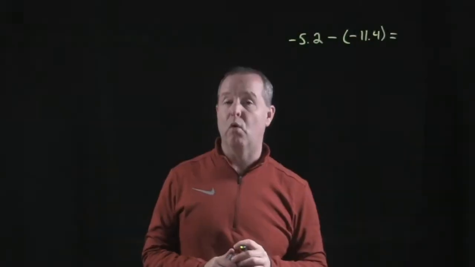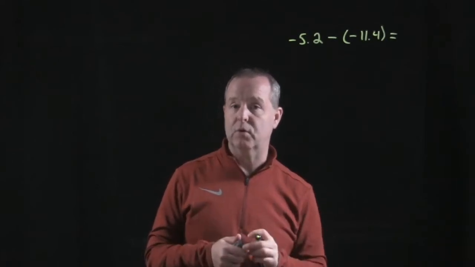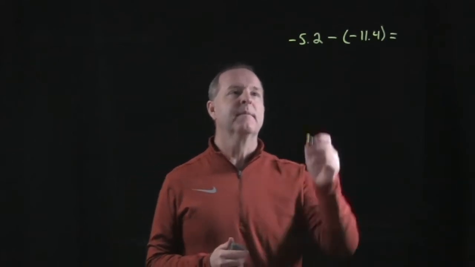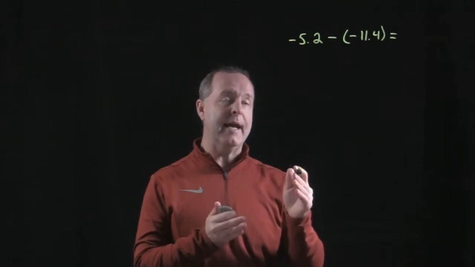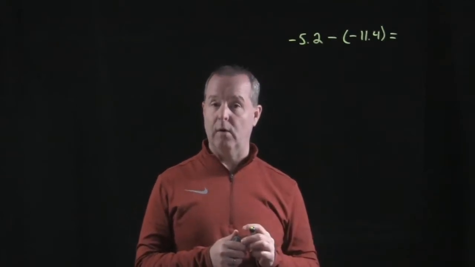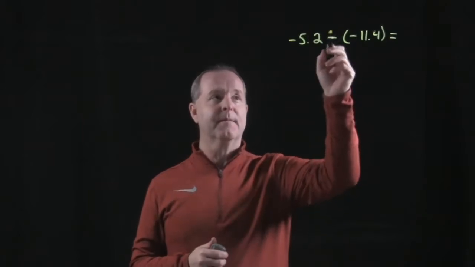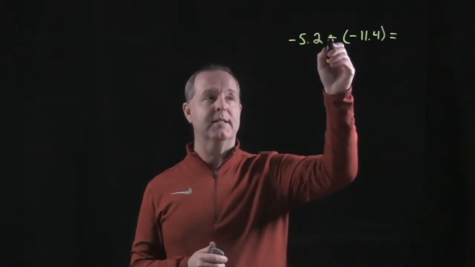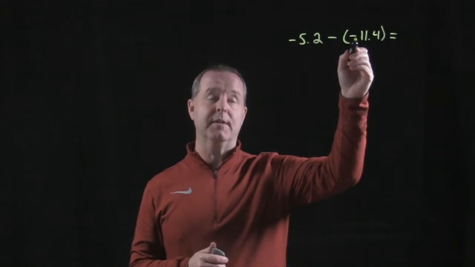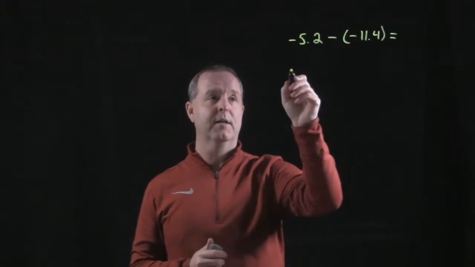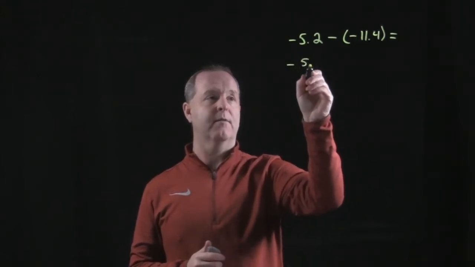Let's look at a couple more practice problems of how we subtract numbers. Negative 5.2, take away a negative 11.4. Let's add its opposite. So I'm going to change this to an addition sign, then change that one to an addition sign if they're both positive right there. So let me show you. Let me just rewrite this down.